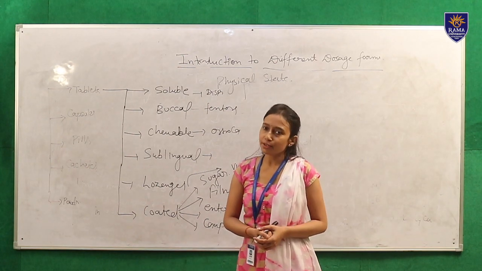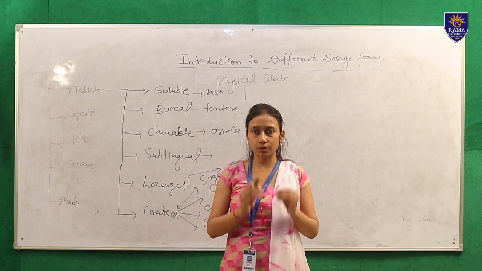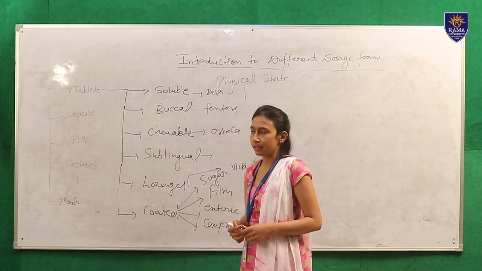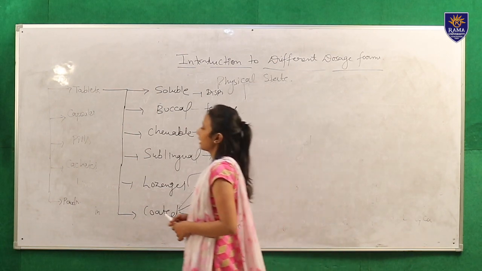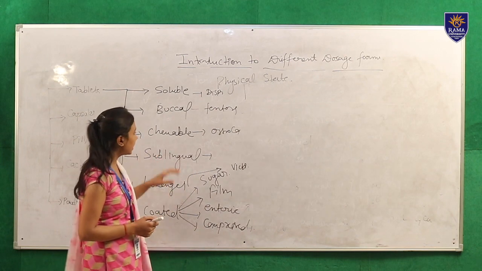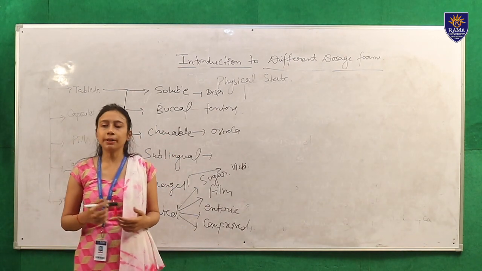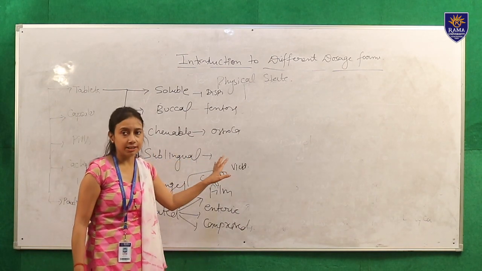So starting with the soluble tablets. Soluble tablets are those tablets which are easily soluble in a liquid, for example, Disprin or aspirin tablets. Our second is buccal tablets, for example, Fentora tablets. Third is chewable tablets. Chewable tablets are those tablets which are slowly dissolved in the mouth, for example, Ostocalcium tablets.